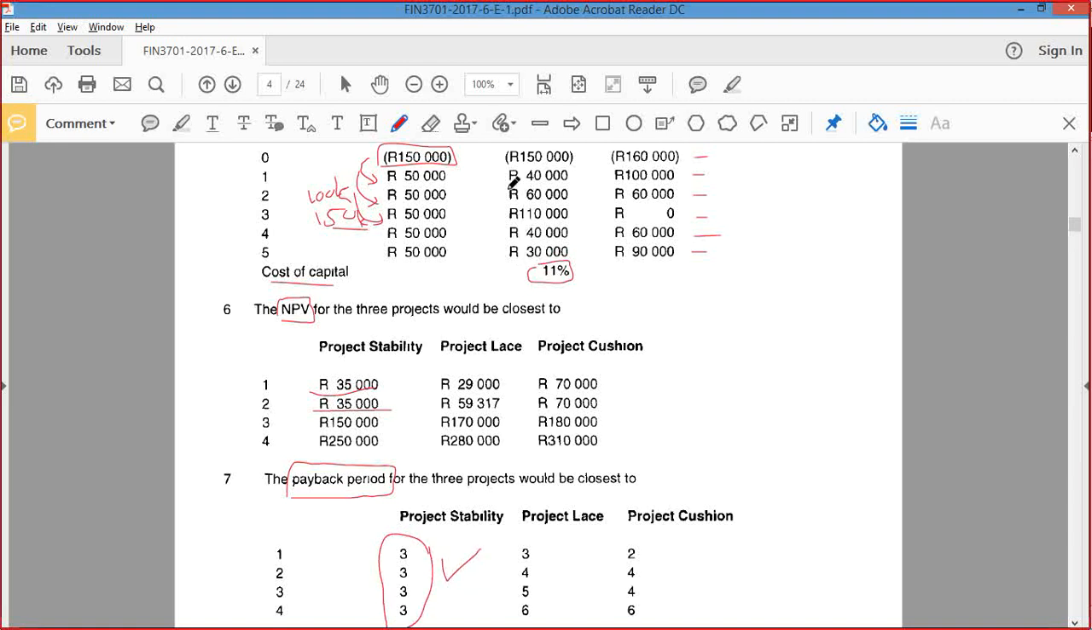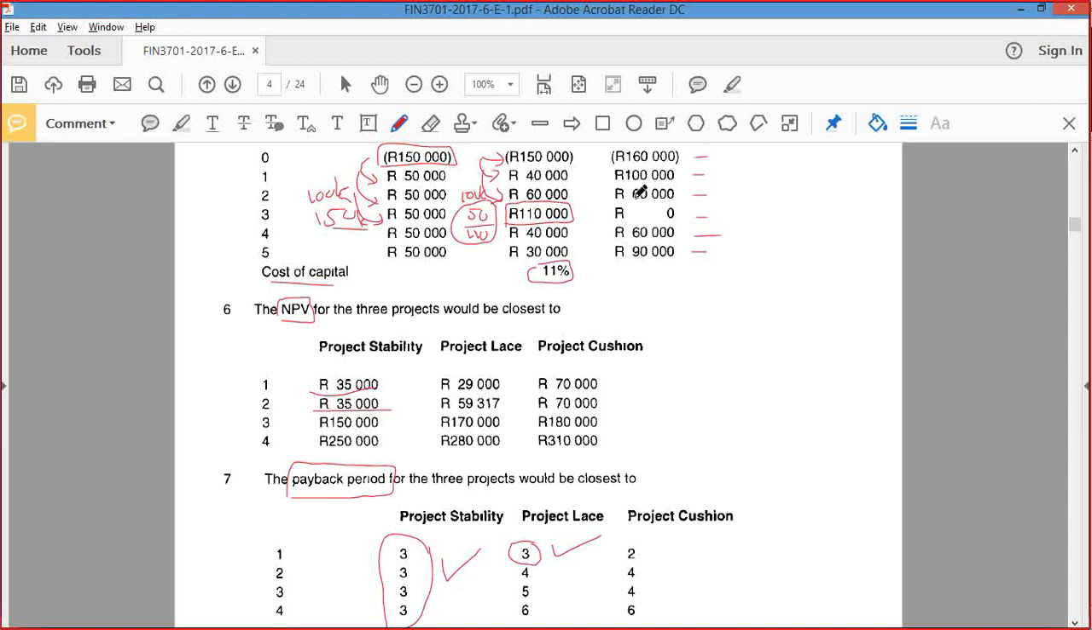Okay, the next one. 150 is the initial investment. After 1 year, I pay back 40. After 2 years, I pay back 100. How much do I want in the last year? Well, I need 50,000 of the 110, assuming that the cash flows occur evenly over the year. So that would have been approximately 2.5 years, roundabout. Okay, so we can round it off to 3.